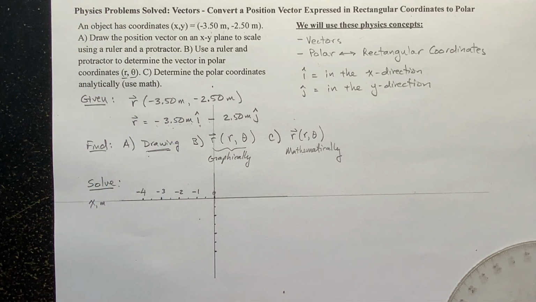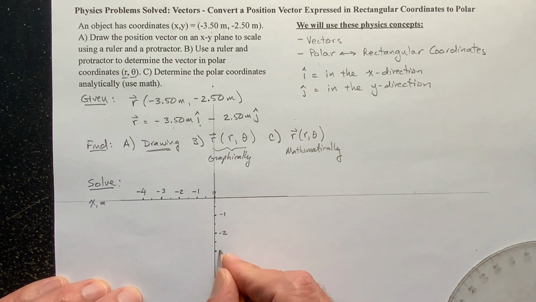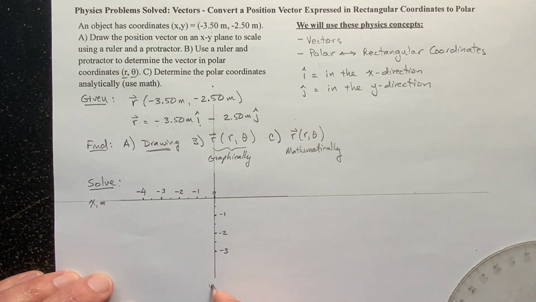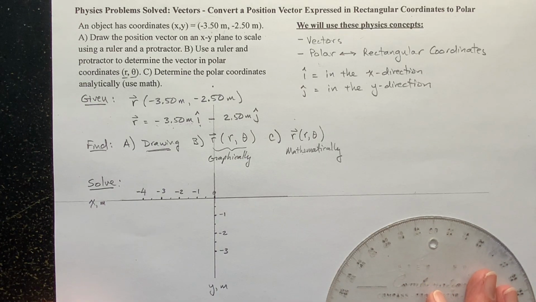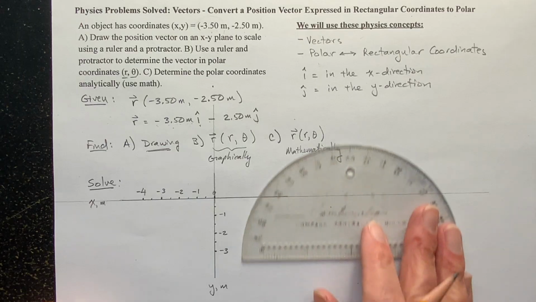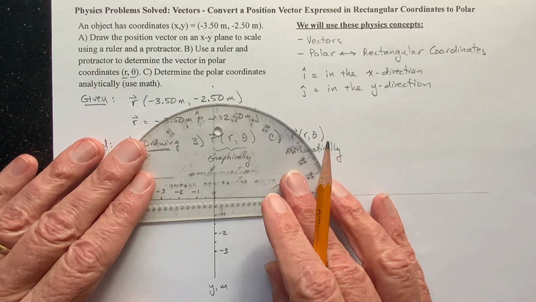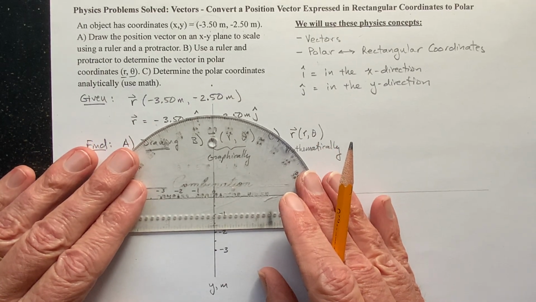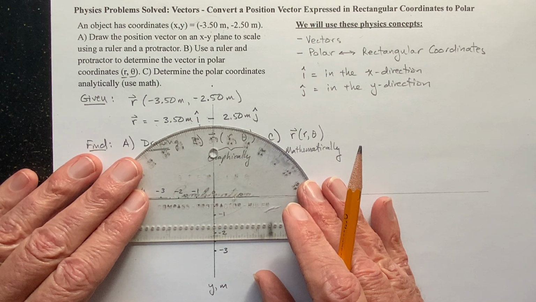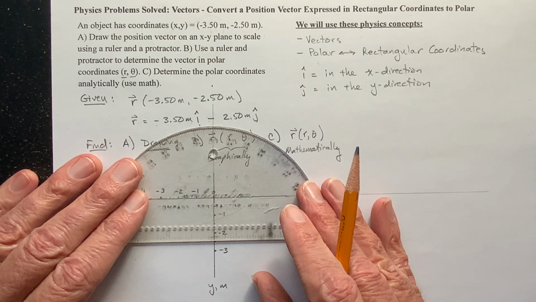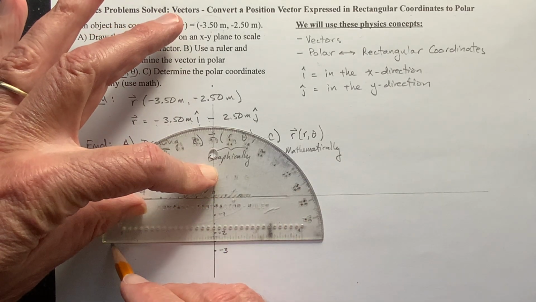Okay, so this is -1, -2, -3, and this is y in meters. Okay, so 3.5, or I'm sorry, this -2.5 is my y coordinate. So what I'm going to do is go to 2.5, and make sure that this is on 90 degrees. And I'll draw this line.